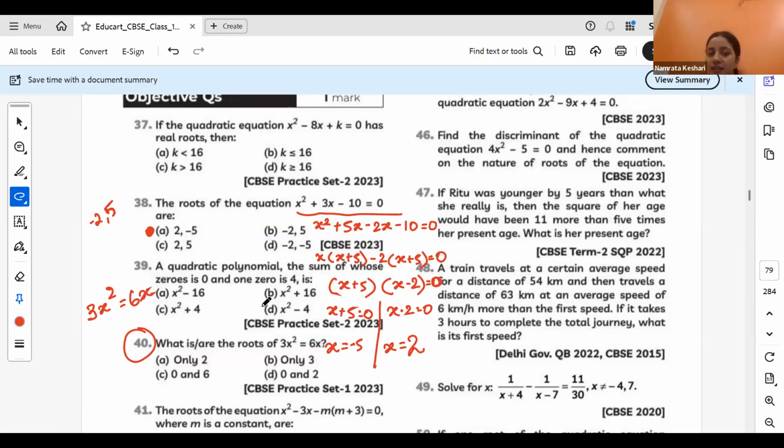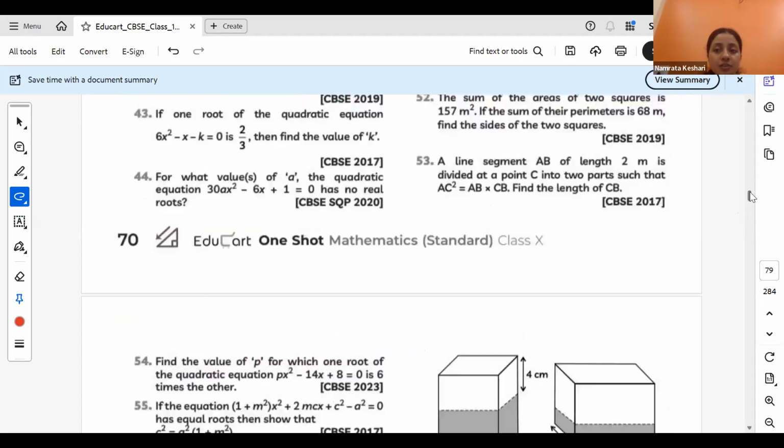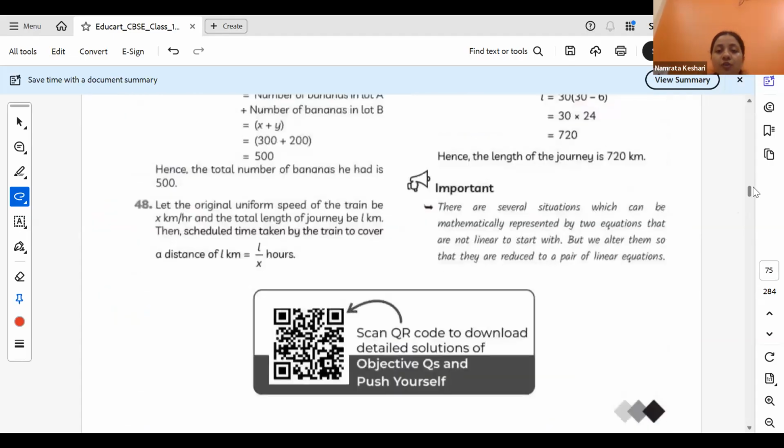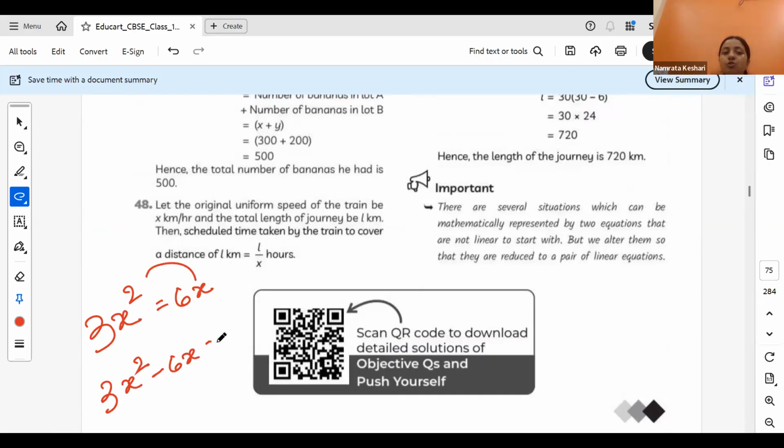You are in a higher grade, you are in class 10. If any student is in class 9, then that student can give only one answer and we will accept it. But since you know that a quadratic equation will give a maximum of two answers, let's focus over here. We have 3x square is equal to 6x. Whenever you encounter this condition, take 6x to this side. You will have 3x square minus 6x is equal to 0.